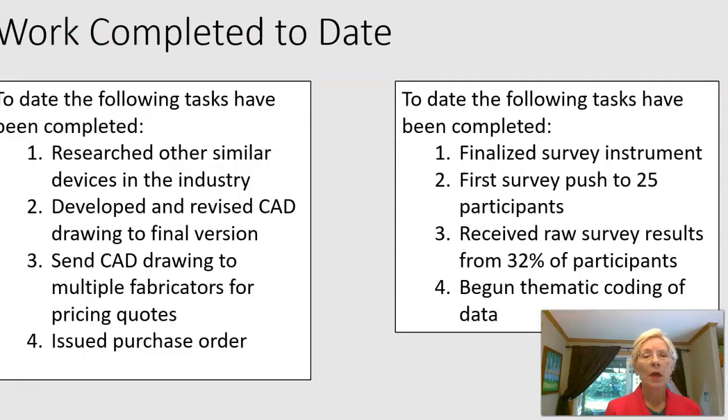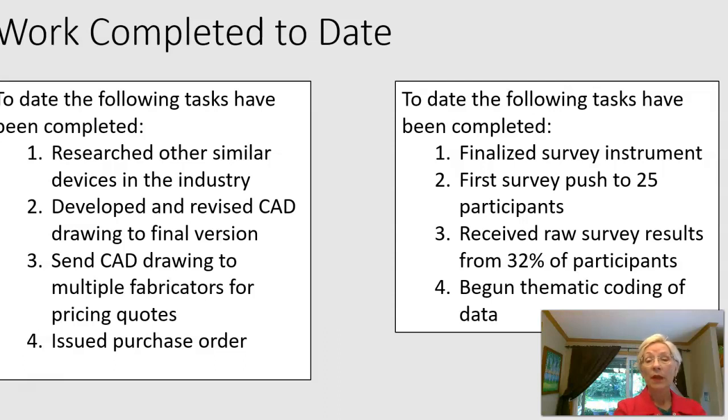Hold on here. Here's an example of work completed to date. This is from maybe a past student that might have given me something similar to this in a progress report. So here's what you might say. Work completed to date. Here's some examples. Researched other similar devices, right? Maybe even in a primary type of report, you needed to say, okay, I need to figure out how this worked in the industry. What did other people do? What did other companies do? So maybe you need to tell me that. I researched other similar devices in the industry.